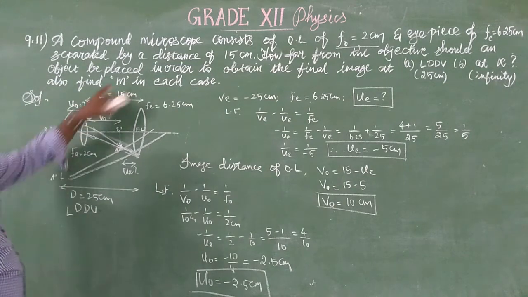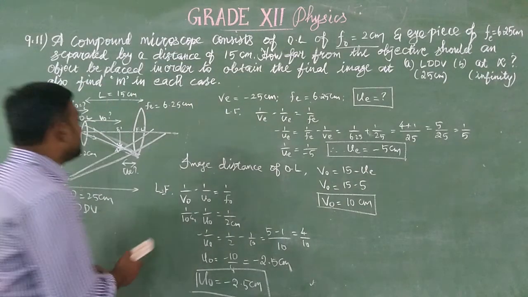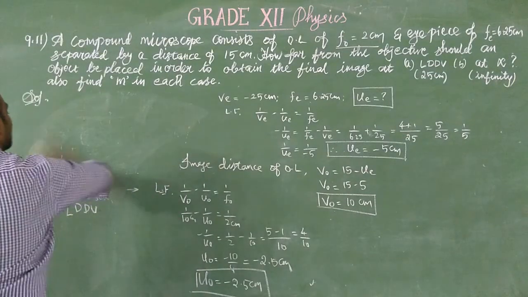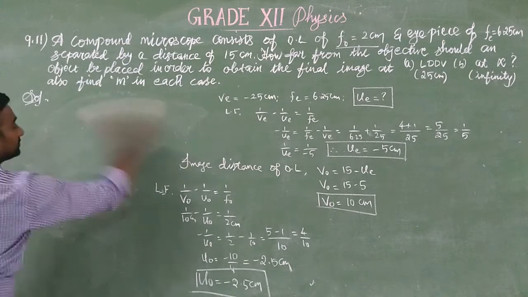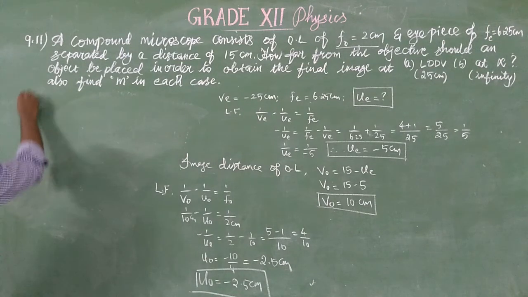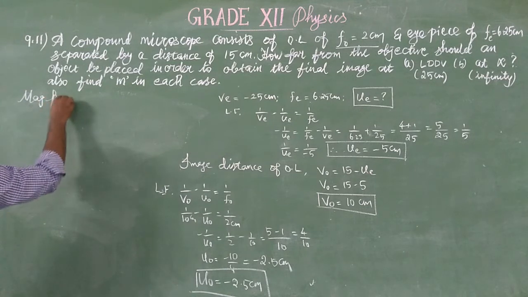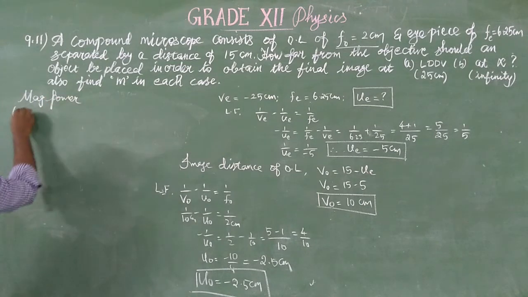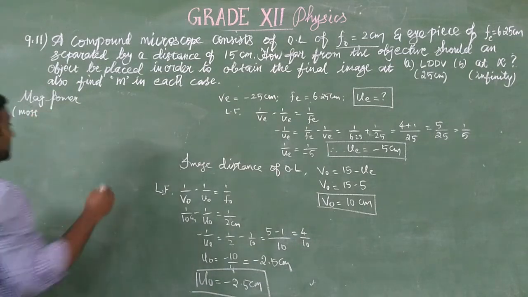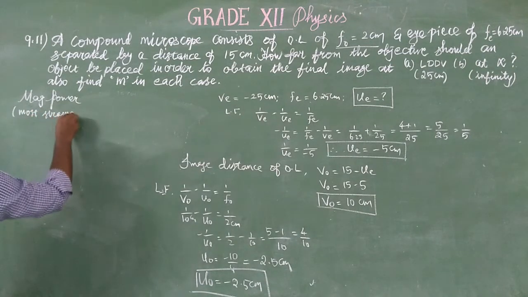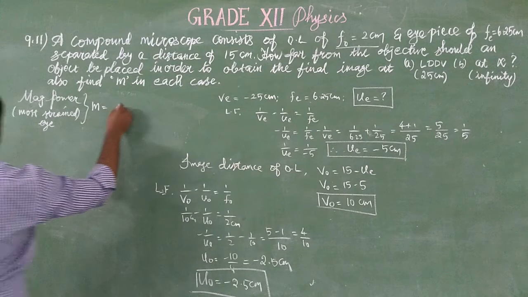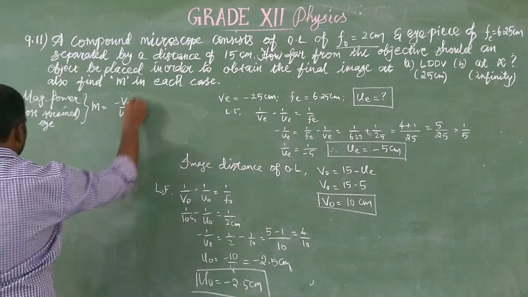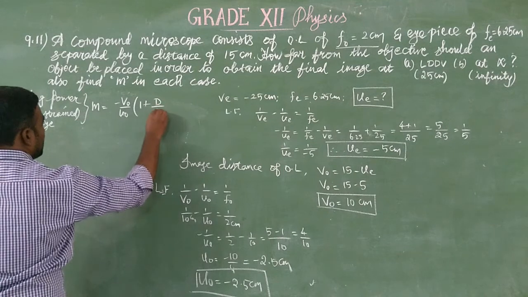So what is the next one? We are going to find the magnification. So how will you find the magnification? See, the magnification can be determined. The magnifying power for the most strained eye. In that case, how will our eye be? It will be a little irritating. So for the most strained eye, the magnifying power M is equal to minus V0 by U0 into 1 plus D by FE.